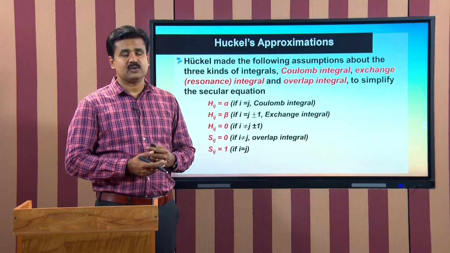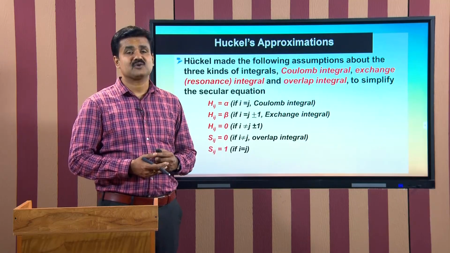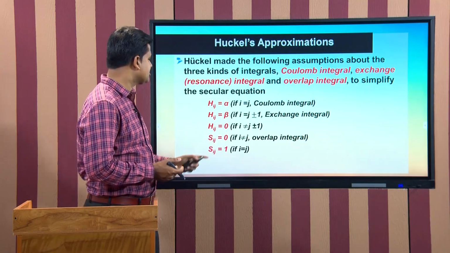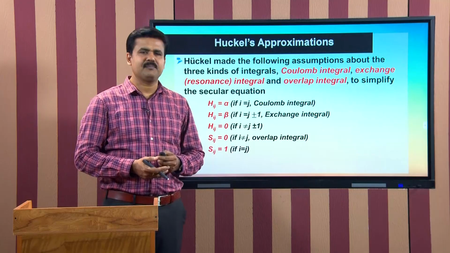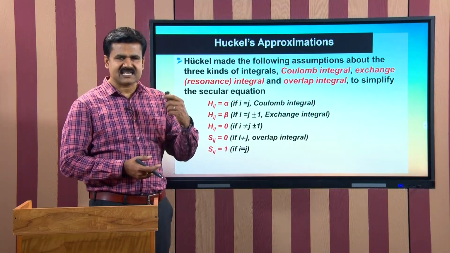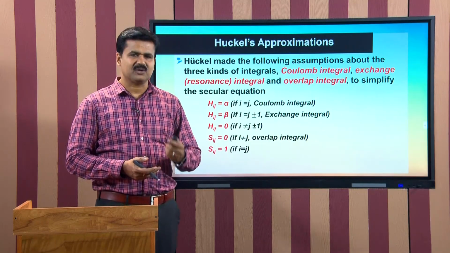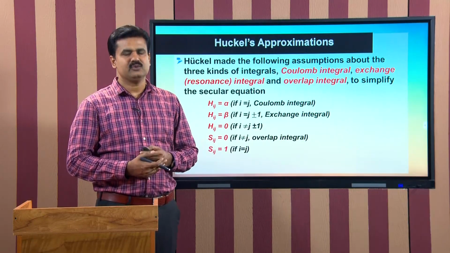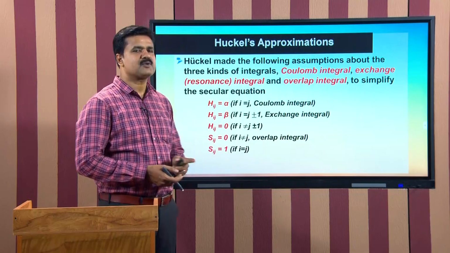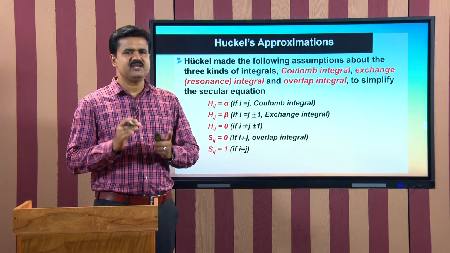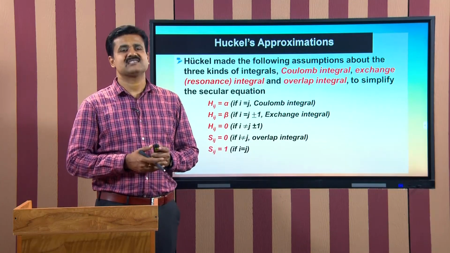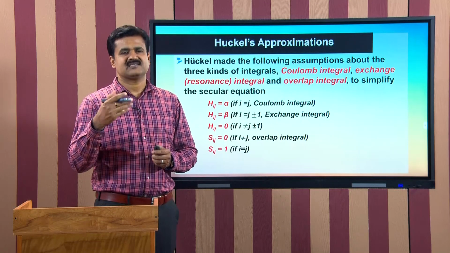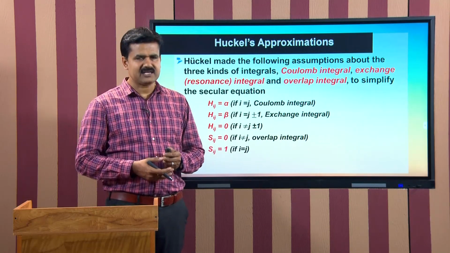Hij is taken as 0 if i is not equal to j plus or minus 1, and the next one, overlap integral Sij, is taken as 0 provided i is not equal to j, and Sij is equal to 1 if i is equal to j. These are various Huckel's approximations that are invariably useful in solving the secular determinant of systems as a part of HMO theory.